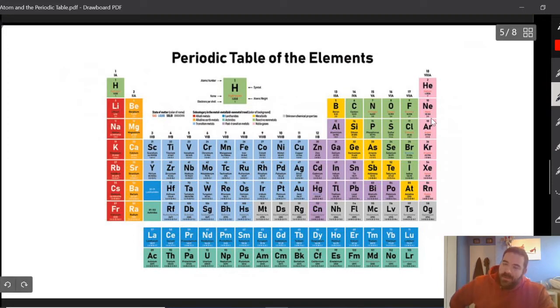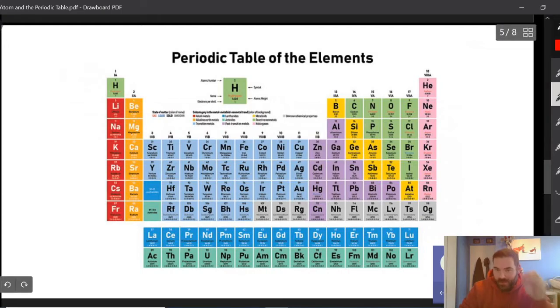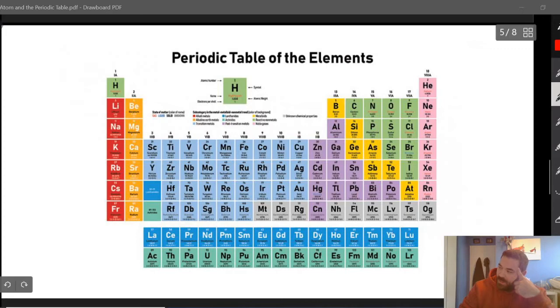So it's important, even through distance ed, we obviously can't go through the whole material, because we're going to have to scale it back just due to the restrictions of distance education. But one of the things that I really want you to take forward into grade 10 is the concept of the trends in the periodic table, because that's really, really going to help you out next year. All right.